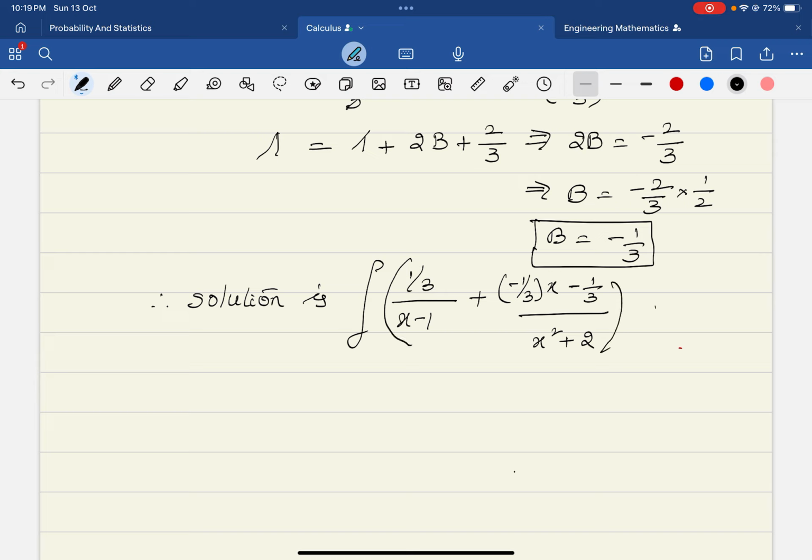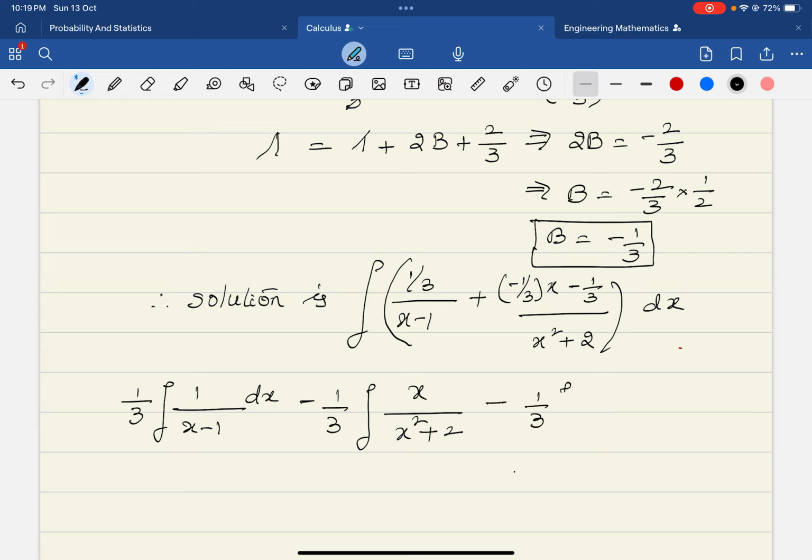Actually, this is the solution. So we will solve now. That is 1 by 3 times the integral of 1 over x minus 1 dx is the first one. Again, minus 1 by 3 times the integral of x over x square plus 2, minus 1 by 3 times the integral of 1 over x square plus 2 dx.